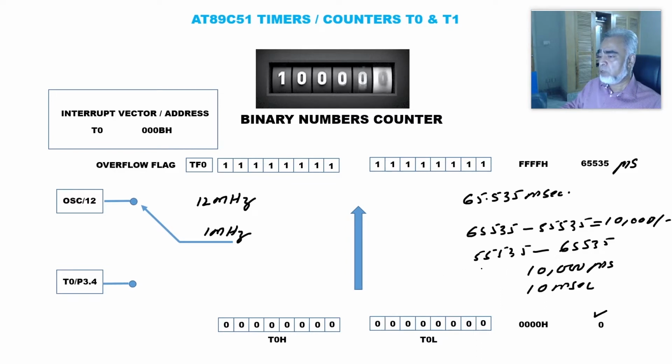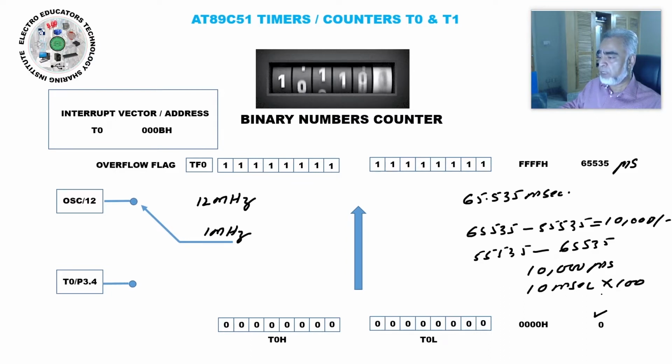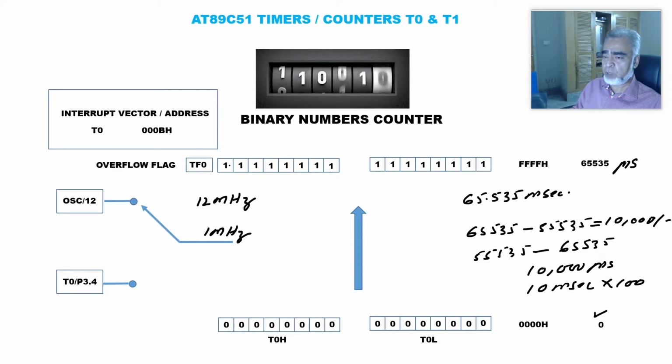So we'll use this value, that is 55535, to make a delay of 10 milliseconds for our program, and we'll multiply this by 100 to get a delay of 1 second. And if the timer 0 reaches its maximum value, that is FFFFH or 65535, then the value of the timer 0 will go back to 0000H. And here we have another bit, the timer 0 overflow flag, and this flag will be 1 if the timer goes from 65535 to 0.